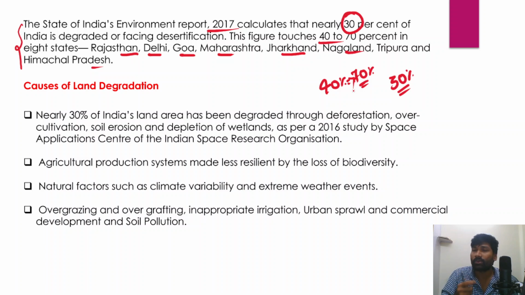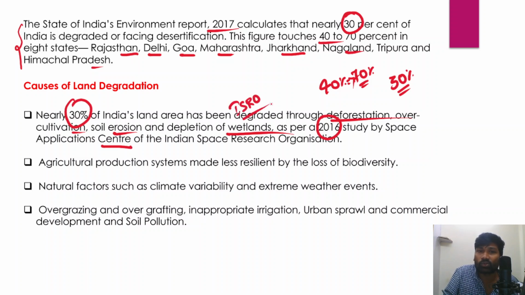Particularly when we talk about the causes, 30% of the land degradation in India has been taking place because of deforestation, overcultivation, cattle grazing practices, soil erosion, and depletion of wetlands, as per a 2016 study by the Space Applications Centres of the Indian Space Research Organisation. So these are the main factors which have been contributing to land degradation and desertification.